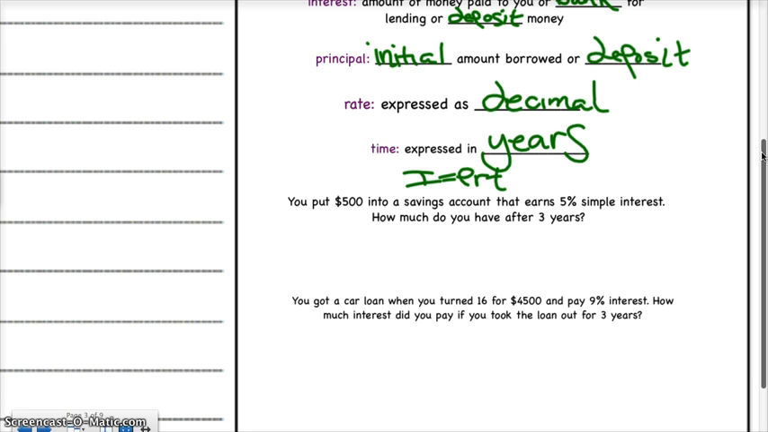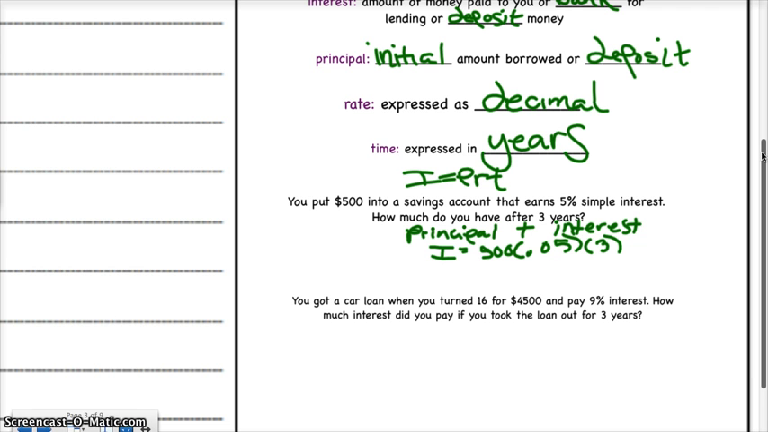Let's say that we put $500 into a savings account that earns 5% simple interest. How much do we have after 3 years? I just plug it in. I don't know how much interest I earned. I need to figure out I have what I deposited plus the interest I earned. So it's like the principal plus the interest that we earned. So the interest is equal to my principal times my interest rate times my time.